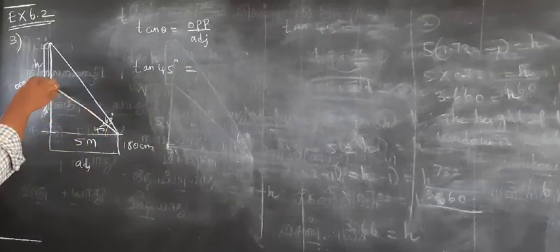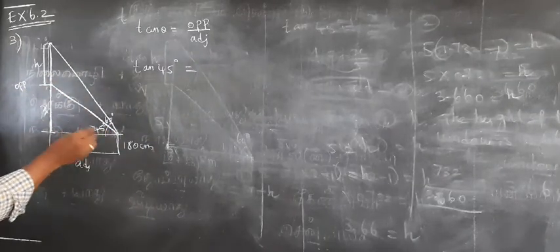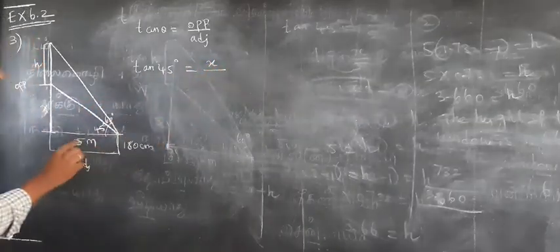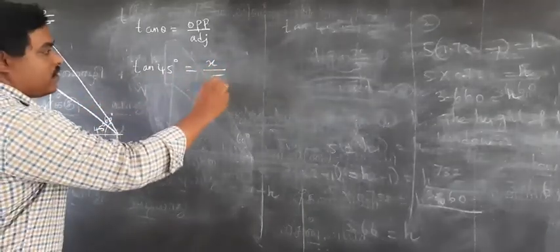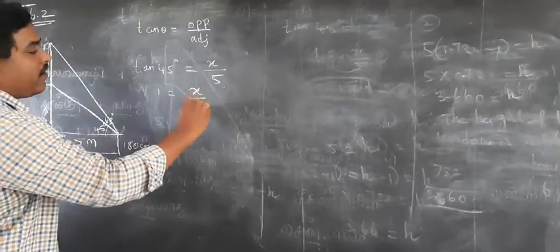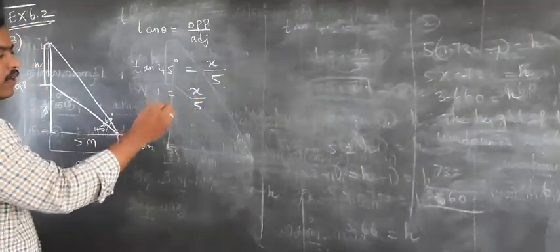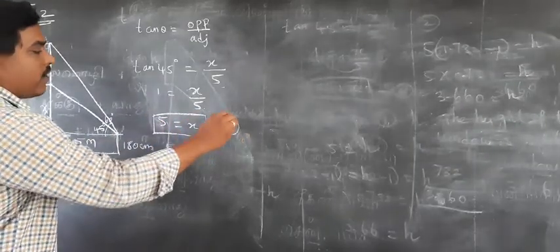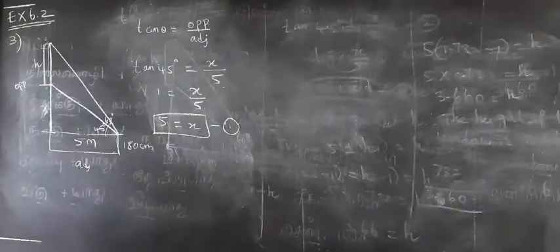See here, up to this one is covered. So tan 45, opposite is what? x. Adjacent is what? 5. So tan 45 value is 1. This equals x by 5. 5 into 1 is 5. So therefore 5 equals x. We find the value of x.